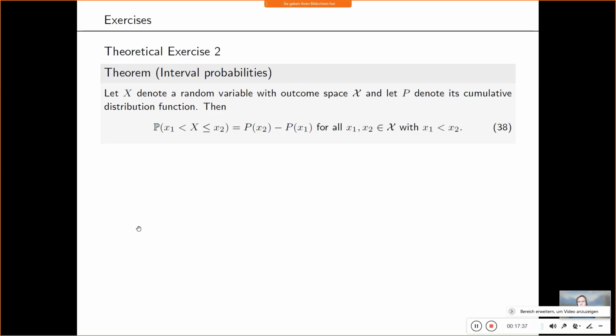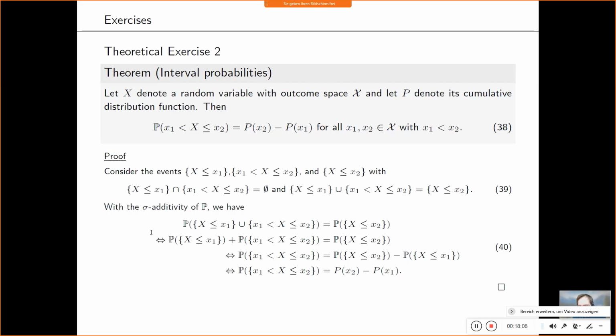Then the other thing, the interval probabilities. Let x denote a random variable with outcome space X, and P again its cumulative distribution function. Then the probability that the random variable x takes on a value larger than x1 and equal to or smaller than x2 corresponds to the difference of the CDF evaluated at x2 minus the CDF evaluated at x1, for all x1, x2 where x1 is strictly smaller than x2.